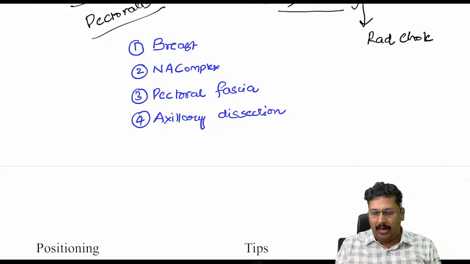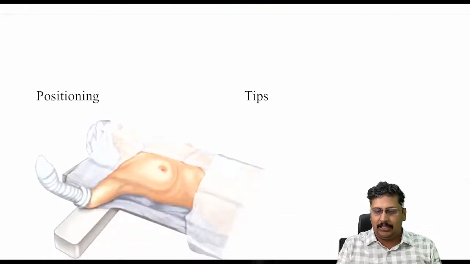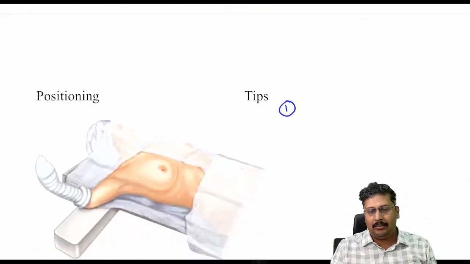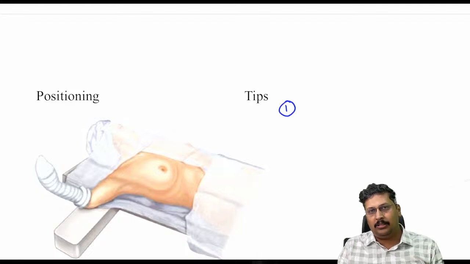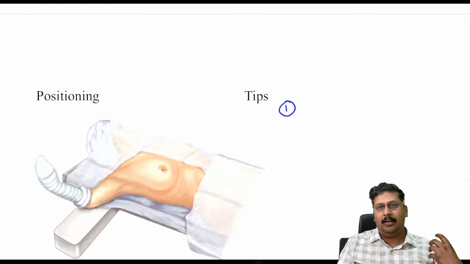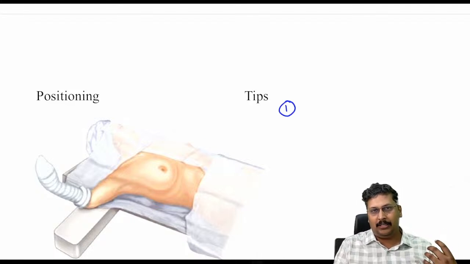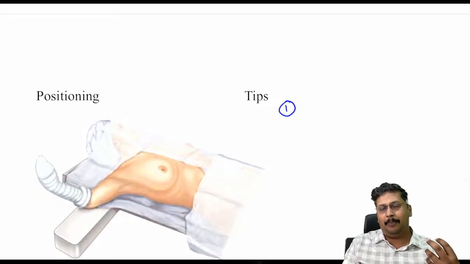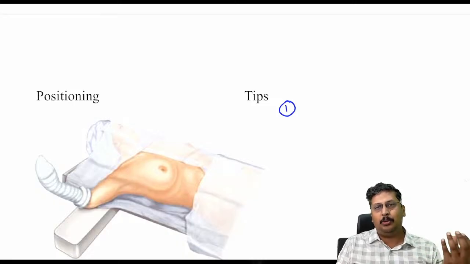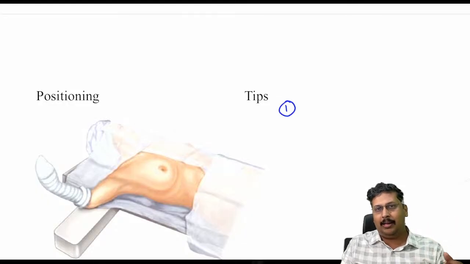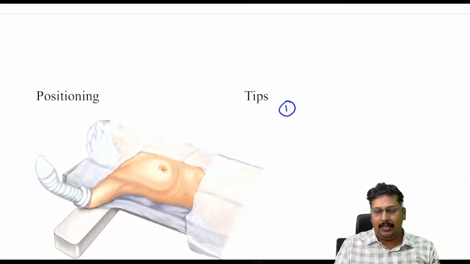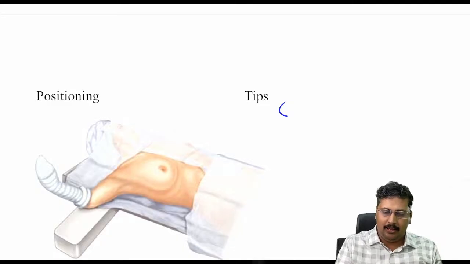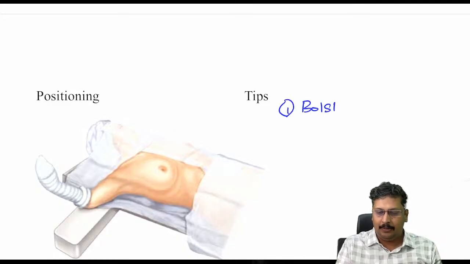Here I wanted to add 1 or 2 tips. The first tip that we forget is to put a sandbag or bolster below the scapula, ipsilateral scapula of the patient. By doing this, what is happening? The posterior wall of the axilla will be anteriorly shifted, which will help us to completely clear the axilla. So the first tip is to have a bolster or sandbag behind the scapula.